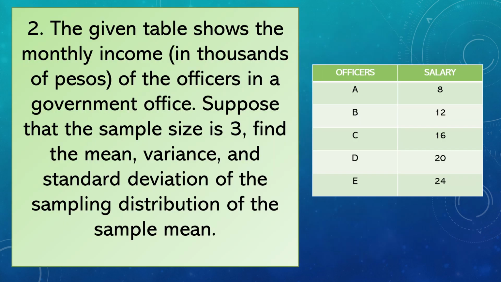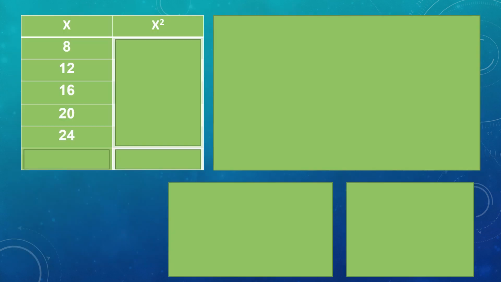This is also our example last meeting. What are we going to do? The given table shows the monthly income of the officers. So we have 8, 12, 16, 20, and 24. Now the first step is again adding all the numbers on the x values. So that is 80. So summation of x is equal to 80.